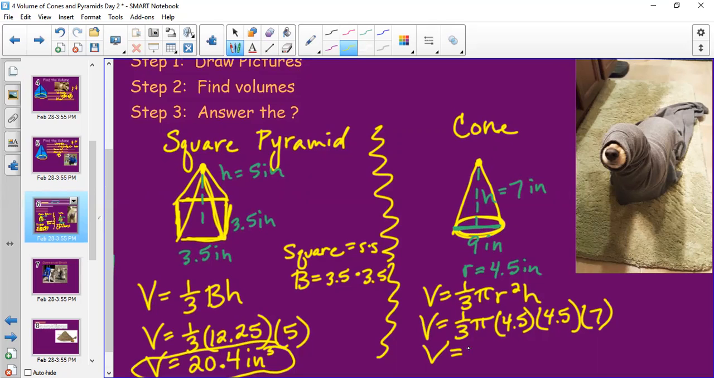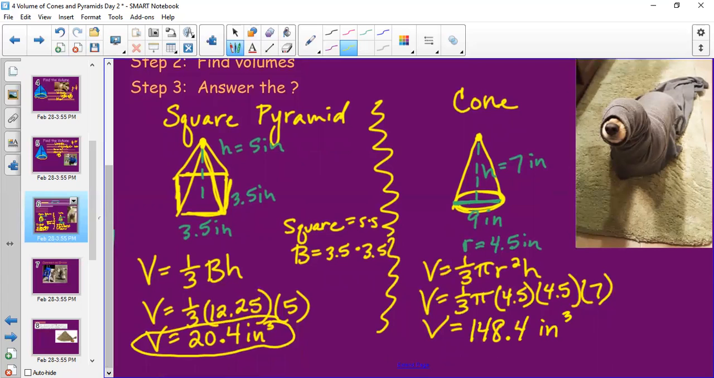So I'll do 1 divided by 3 times 4.5 times 4.5 times 7. And don't forget times our pi here to get an answer of 148.4 inches cubed. There's a big difference between these two.